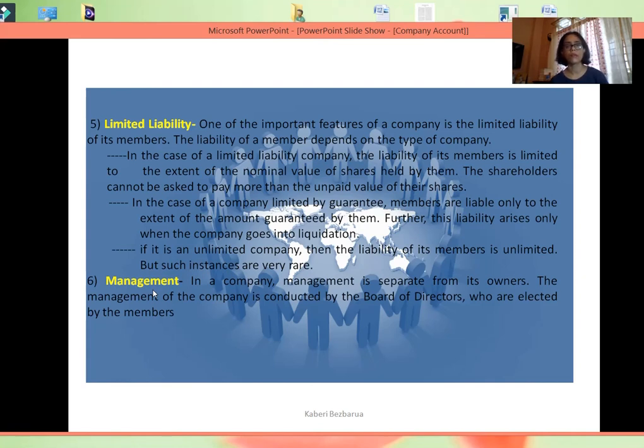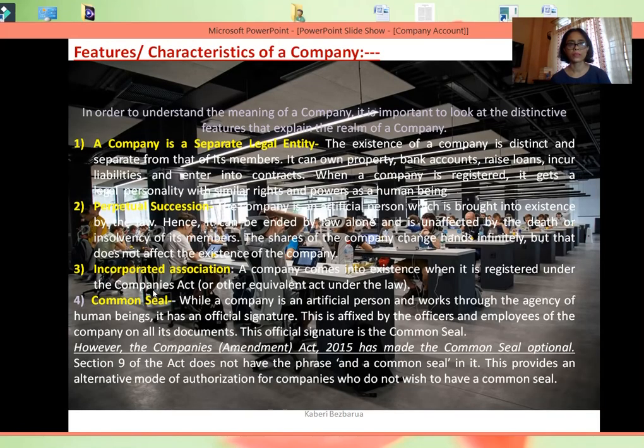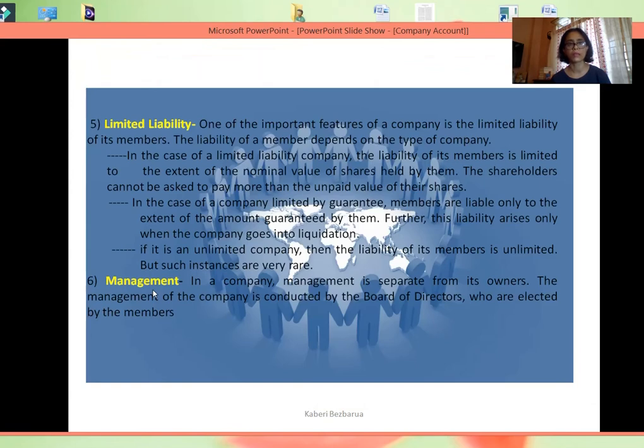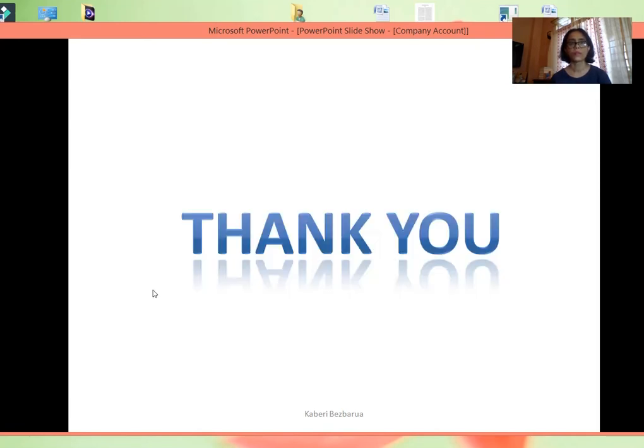So you may find some more features, but these are the main distinctive features of a company form of business. One is a separate legal entity. It has a perpetual existence. It's an incorporated association. It has a common seal. It has a limited liability, and it has a management that is separate from its owners. I hope by this you can understand when we call a company, what are the features or distinctive characteristics of this form of business.